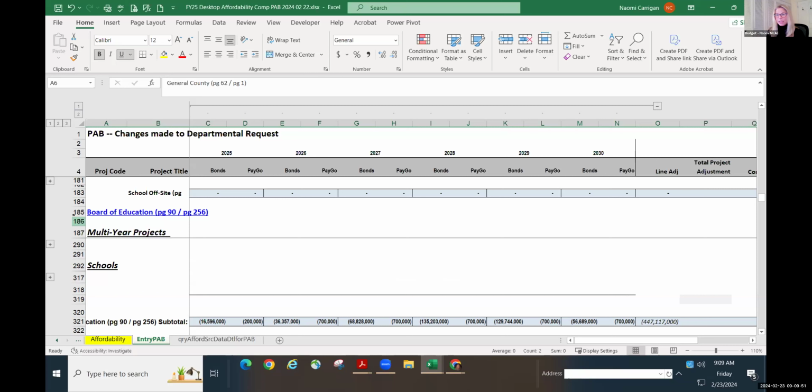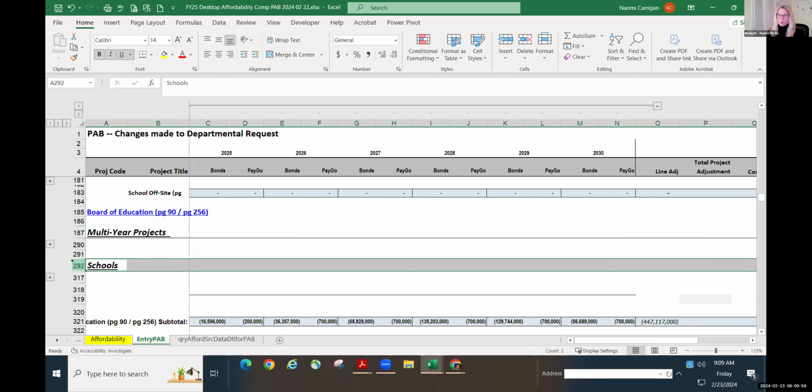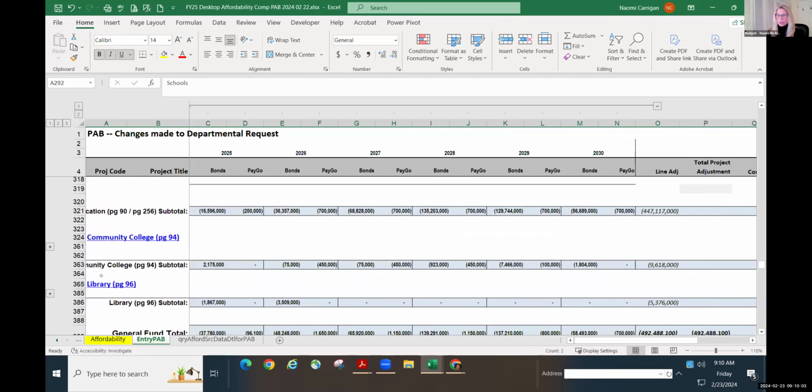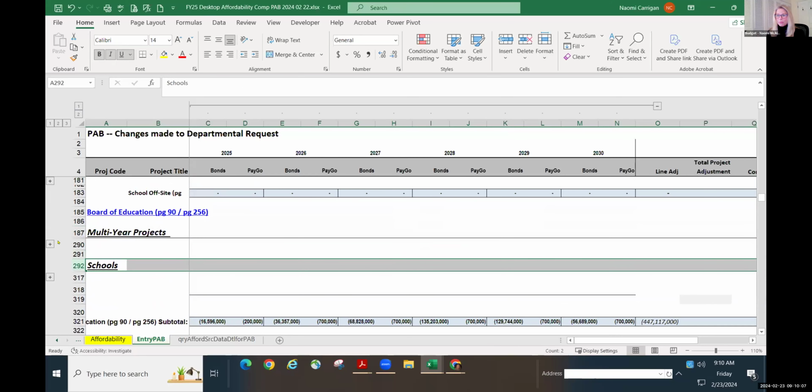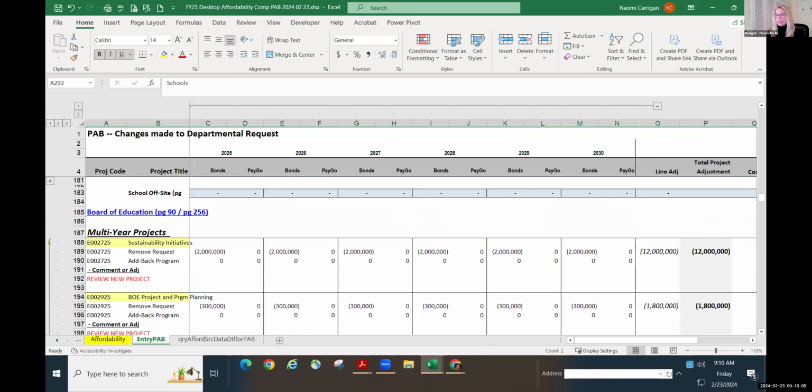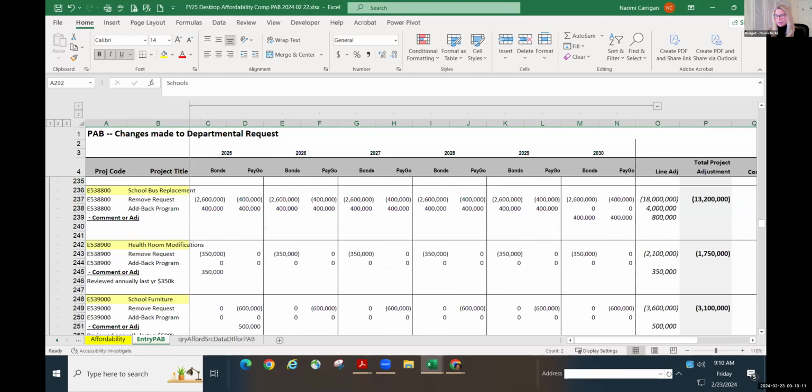That usually starts with PAB. And so with the Board of Education, I broke it out into 2 chunks. We have the multi-year capital projects, and then we have the schools. And then of course we have community college and library. So what I'm going to do is I'm just going to start with multi-year, so we get an idea of how this process works.